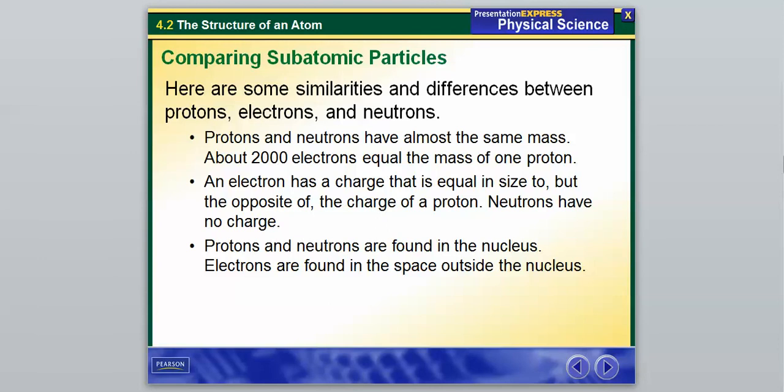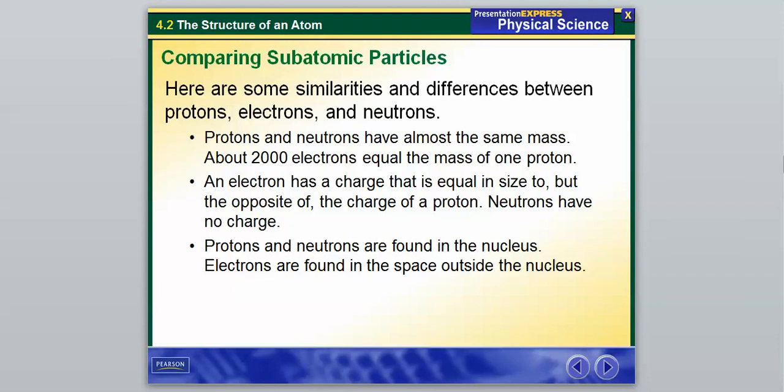An electron has a charge that is equal in size to, but the opposite of, the charge of a proton. So even though their sizes are so different, even though the proton is so much bigger than the electron, their charges are still the same size. So an electron's negative charge balances out perfectly with the proton's positive charge. And the neutrons have no charge at all.